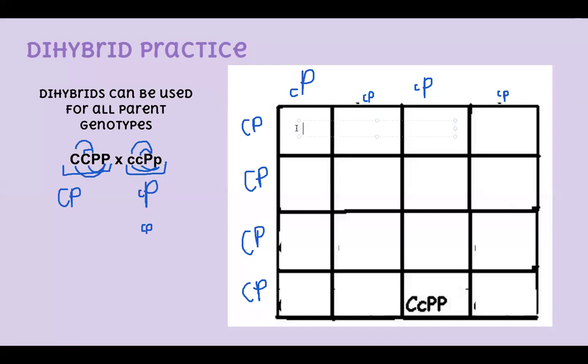Now you would just go through and cross. Big C, little c, big P, big P. Keep it all together like that. Okay? Keep going. Big C, little c, big P, big P. Big C, little c, big P, big P. Big C, little c, big C, big P, big P.